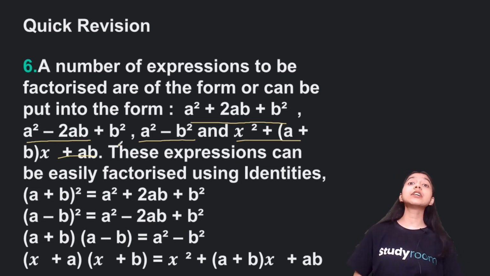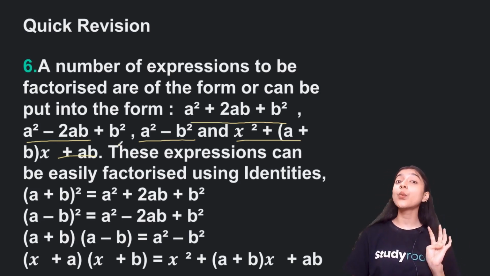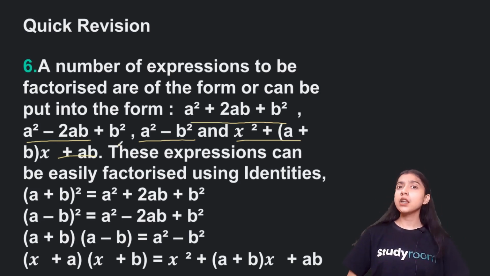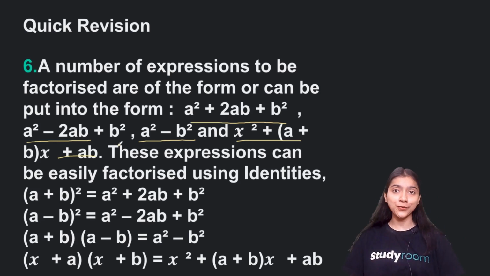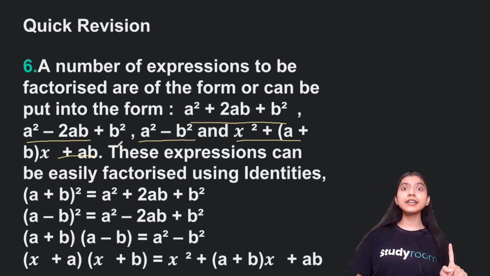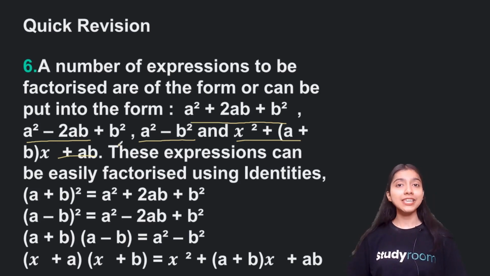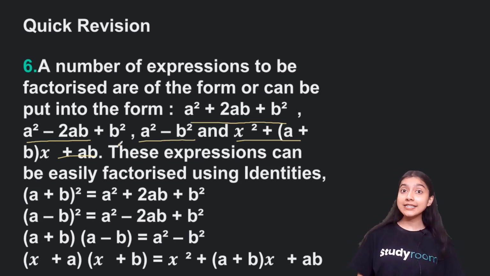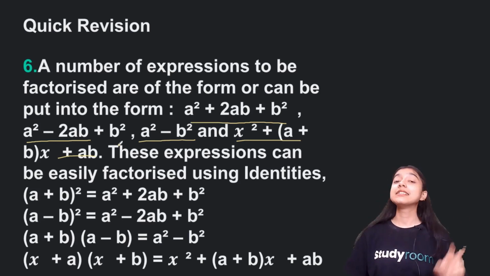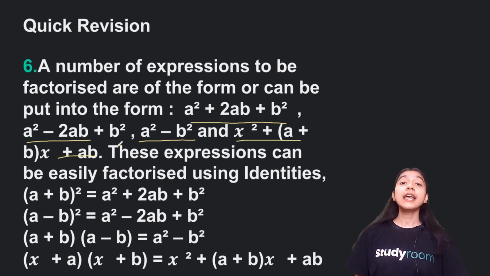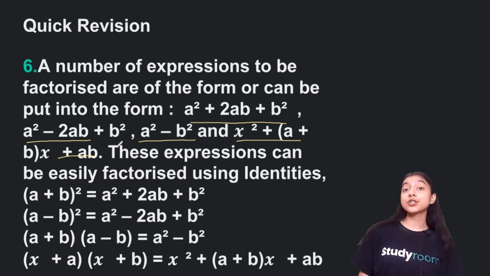I taught you basically 4 identities, and these are very important identities. Learn them by heart because you will be needing them in a lot of places to solve a lot of problems. So the very first identity that I taught you was, repeat after me, (a plus b) whole square gives us a square plus twice ab plus b square. The second identity was (a minus b) whole square gives us a square minus 2ab plus b square.